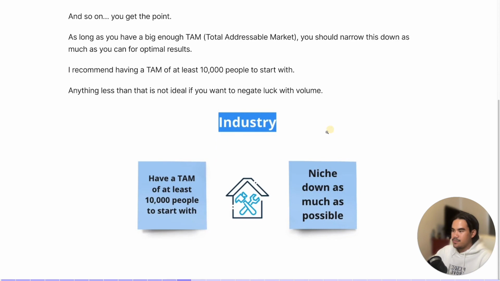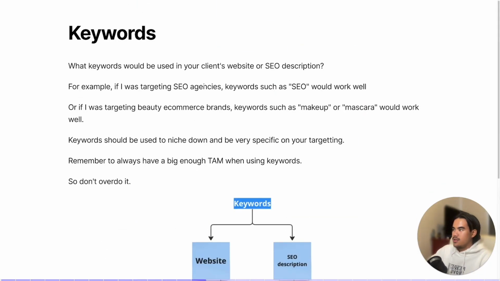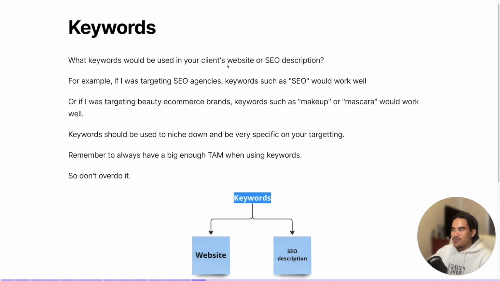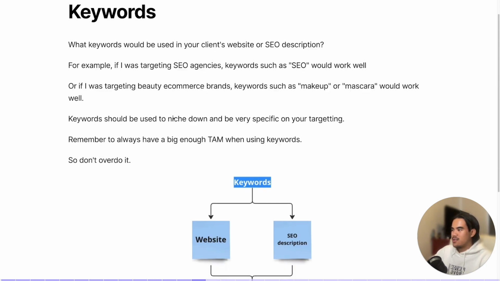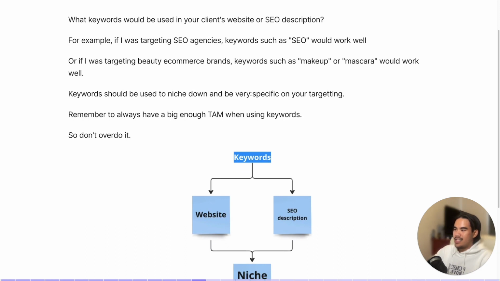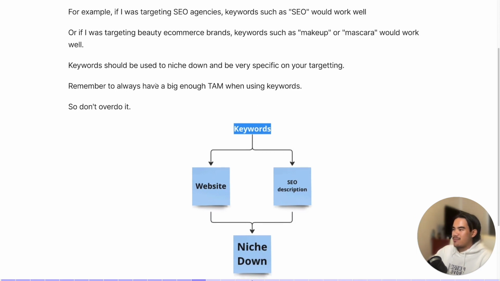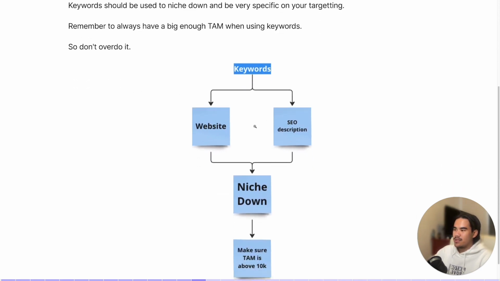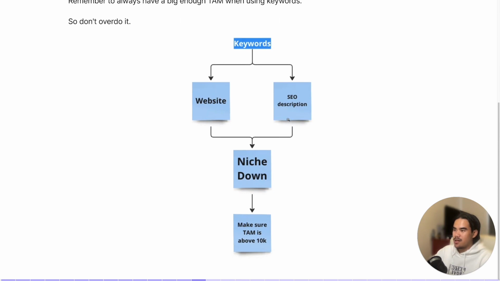So yeah. In terms of keywords, it's what would be in your client's website or SEO description. For example, if I was targeting SEO agencies, keywords such as SEO would work well. Or if I was targeting beauty e-com brands, keywords like makeup or mascara would work well. So these keywords should be niched down and specific to your targeting. But remember to always have a big enough TAM when using keywords, so don't overdo it, right? Website SEO description, niche down, make sure the TAM is good enough.